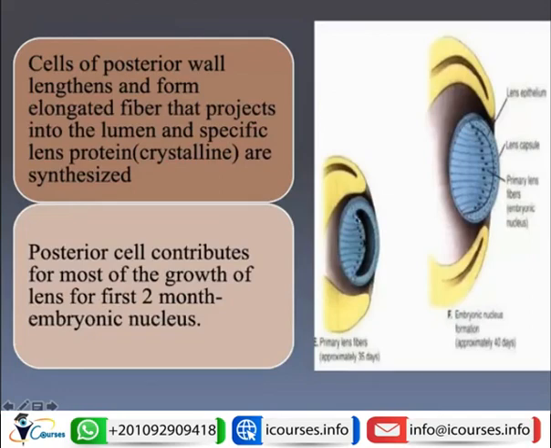So again, the cells of the posterior lens epithelium will elongate to occupy the space inside the lens, and they will secrete lens protein, which is the crystalline that is responsible for lens transparency. So this occurs, as you can see here, in the first 2 months. The cells of the posterior epithelium will continue to grow until they fill the whole cavity of the lens, and this is now called the embryonic nucleus. So the embryonic nucleus is the nucleus formed in the first 2 months of gestation by the elongation of the posterior epithelium of the lens.